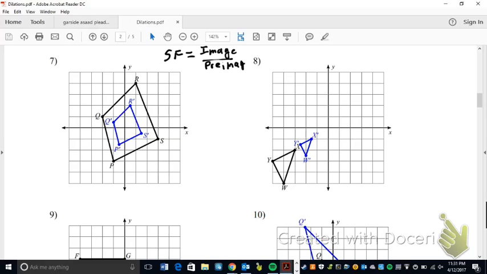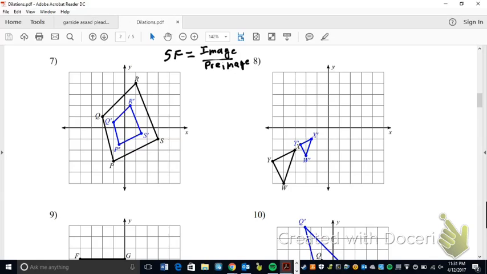And that lets us know that if the image is bigger than the pre-image, we are going to have a positive scale factor, which is an enlargement. If the image, which is what happens after the transformation, is smaller than the pre-image, then we are going to have what is called a reduction, and the scale factor will be less than 1. Enlargement, scale factor is bigger than 1. Reduction, scale factor is less than 1.